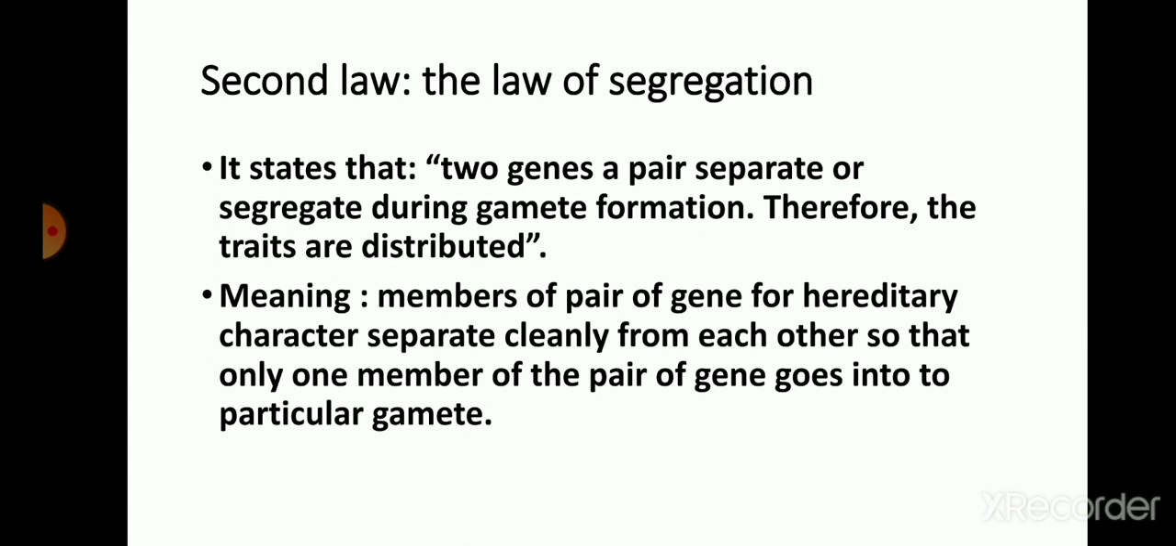So the meaning of this second law is that members of a pair of genes for hereditary characters separate cleanly from each other, so that only one member of the pair of genes goes into a particular gamete. So we know that one trait has one gene with two alleles. During gamete formation, these two alleles separate from each other, and only one member goes into the gamete.